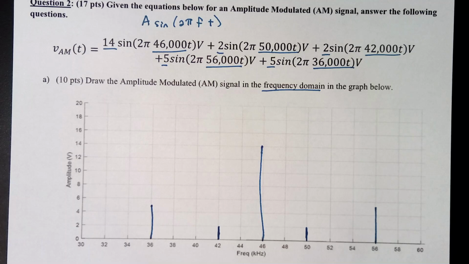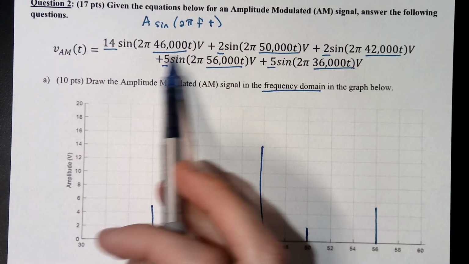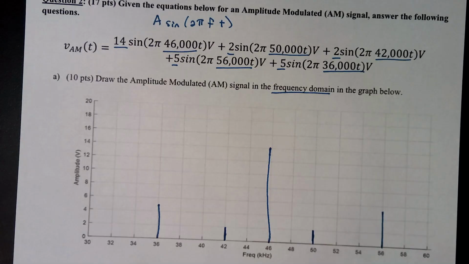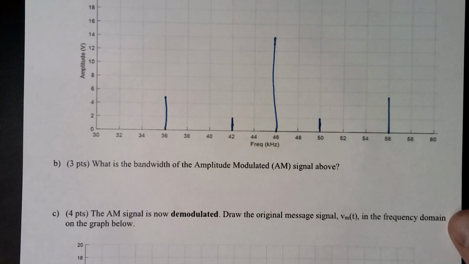So that's it for the first one. Again, it should just be spikes at each of these locations, and they should go up to the amplitude. They should be at the x-axis of the frequency, up to the y-axis of the amplitude. So that's part A. Part B, what is the bandwidth of the AM signal above?